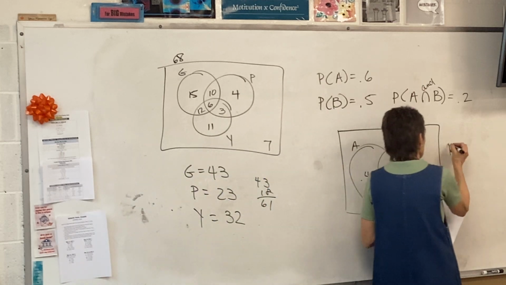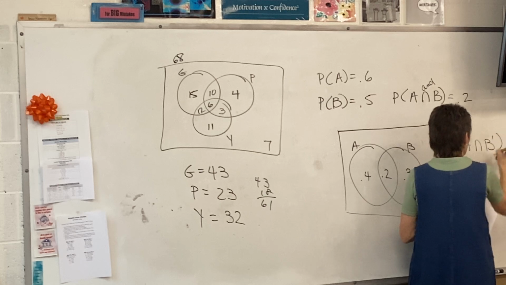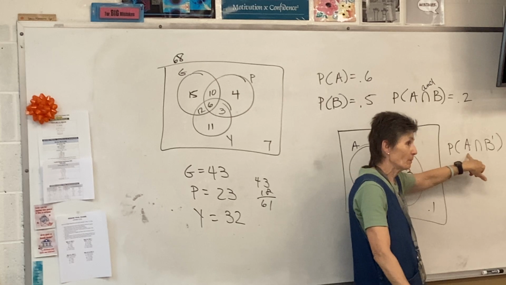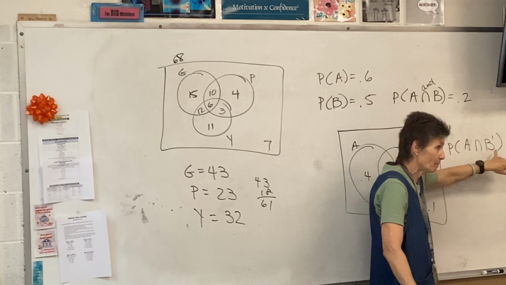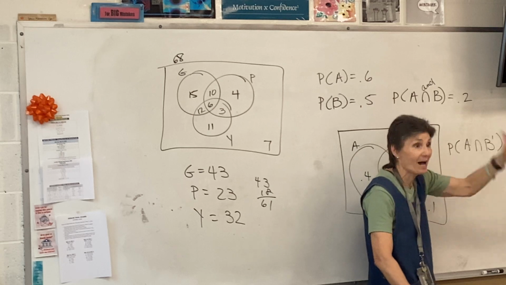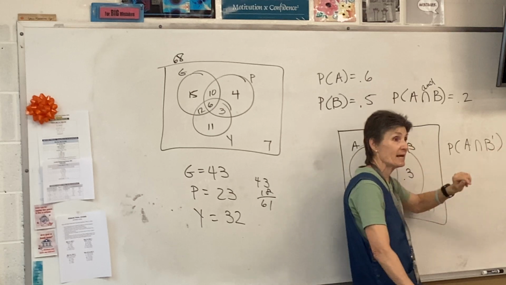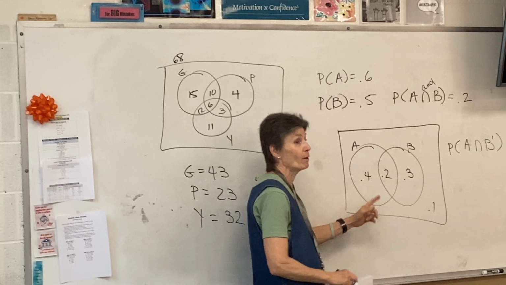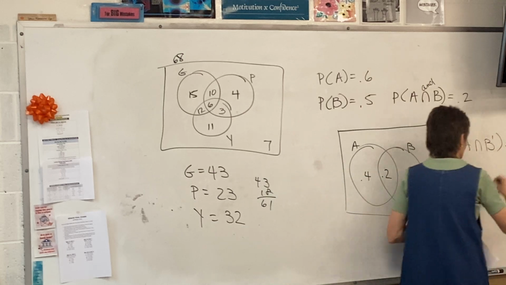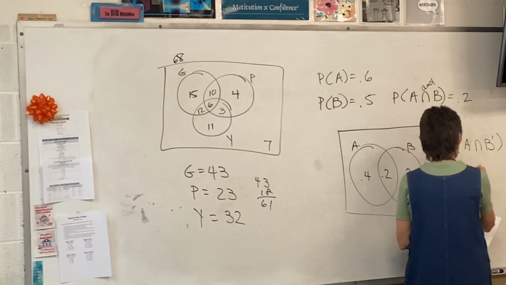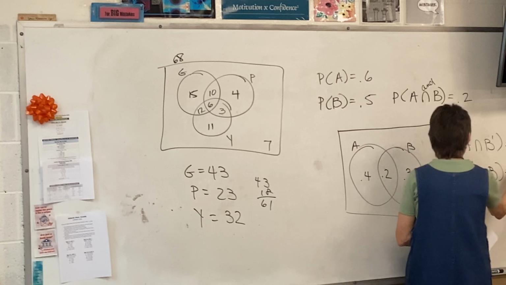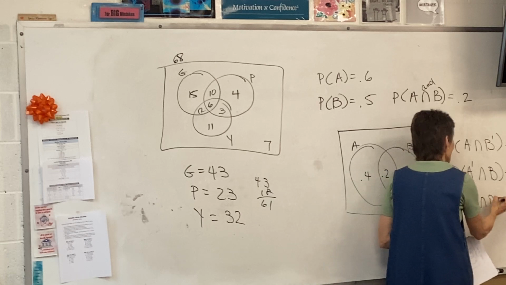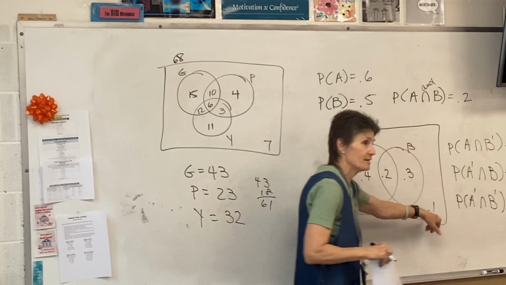All right, notation. This says, what is the probability that you like apples, but you don't like bananas? This is called the complement. It's the not. So apples and not bananas would be 0.4. And then not apples and bananas would be 0.3. And not apples and not bananas would be these guys right here.